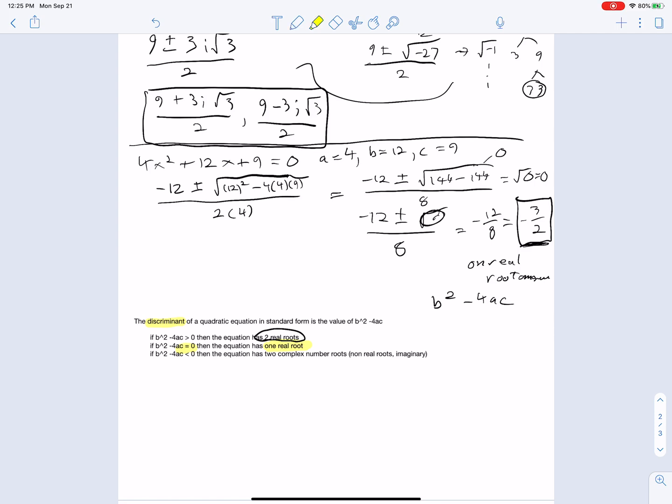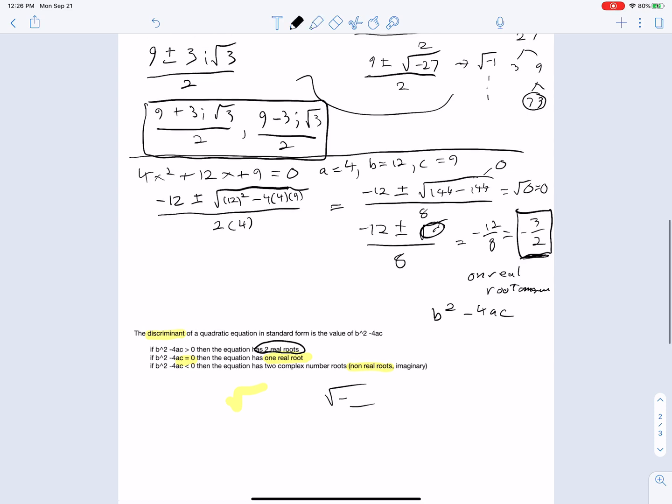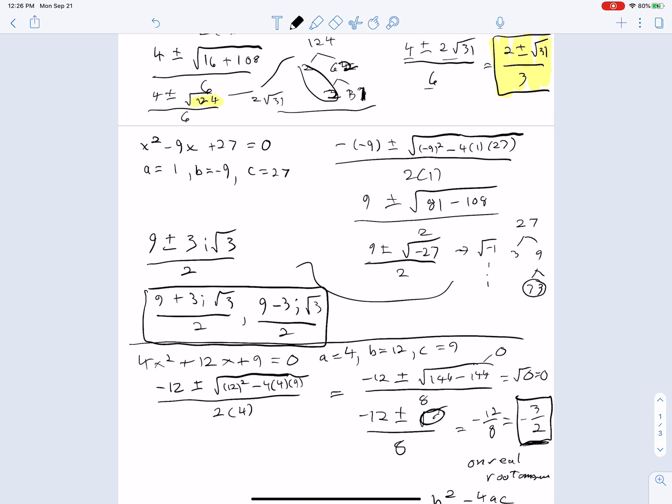However, if we end up with b squared minus 4ac being less than 0, so we end up with a square root of a negative number, then we're going to end up with two non-real roots. We're going to end up with two imaginary number solutions, or two complex number solutions. We are not going to end up with a real root solution. So that is this example that we did here. Because we end up with b squared minus 4ac being negative, we end up with two answers that have this imaginary number. These are complex solutions. These are non-real root solutions.